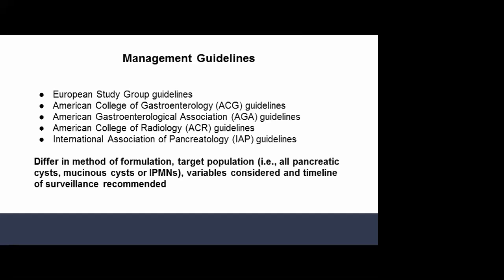Almost all of these guidelines differ either in the method of formulation or target population. That is, some guidelines include all pancreatic cysts, some include only mucinous cysts, and only one guideline is more specific for IPMN, the IAP guidelines. Also, the variables considered as criteria to identify high risk individuals or high risk features are different among the guidelines, and the timeline of surveillance recommended is also different.